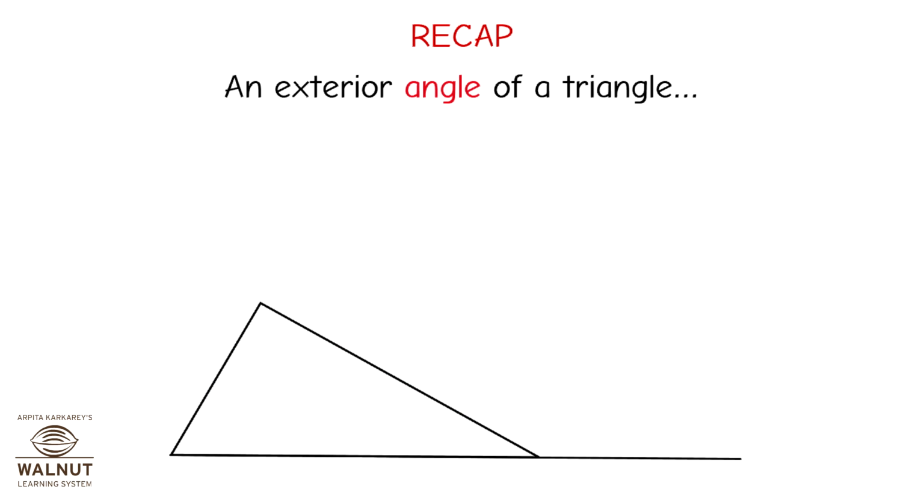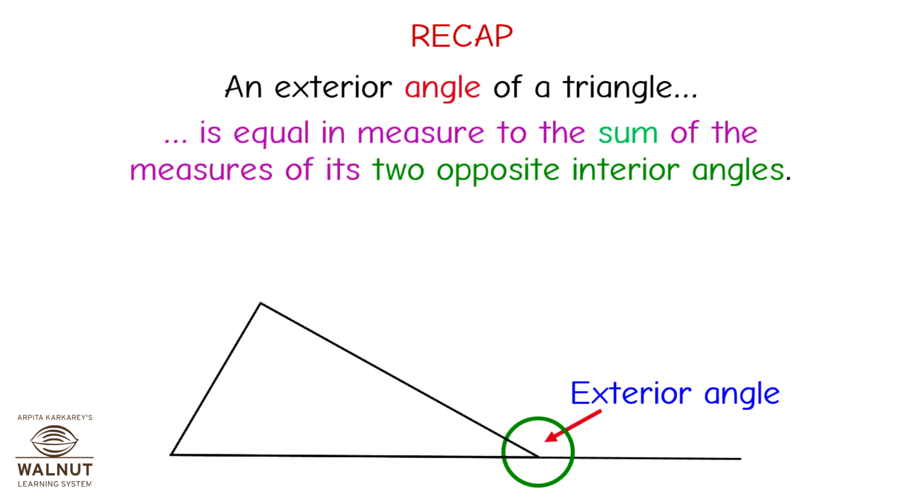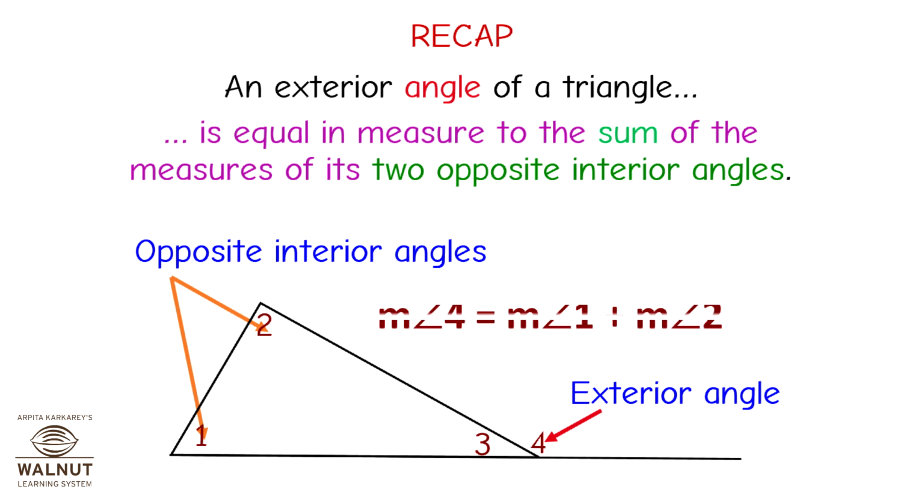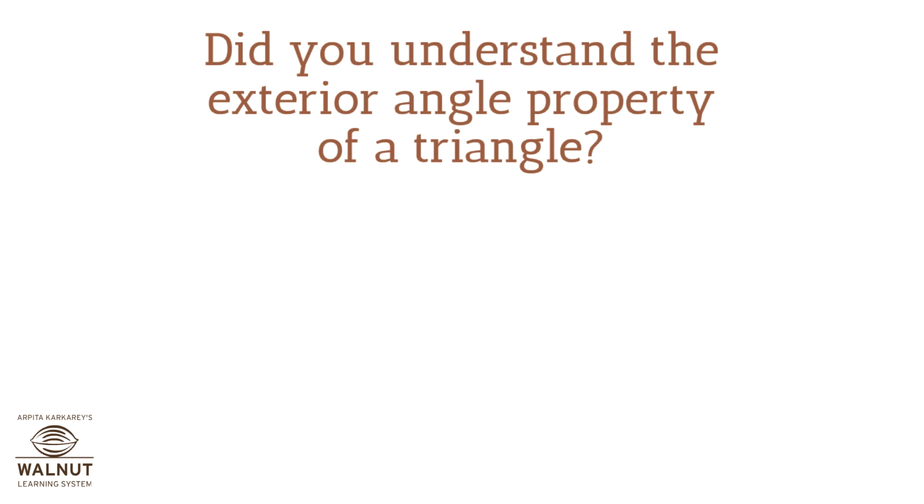Recap. An exterior angle of a triangle is equal in measure to the sum of the measures of its two opposite interior angles. Measure of angle 4 is equal to measure of angle 1 plus measure of angle 2. Did you understand the exterior angle property of a triangle? Yes.